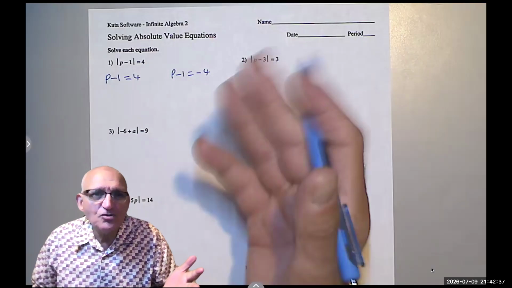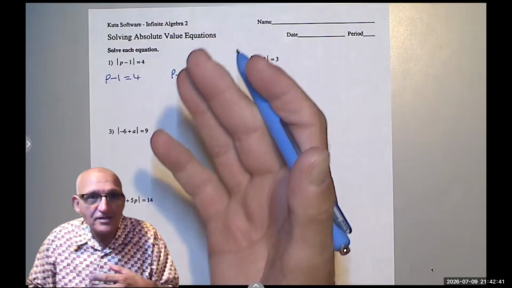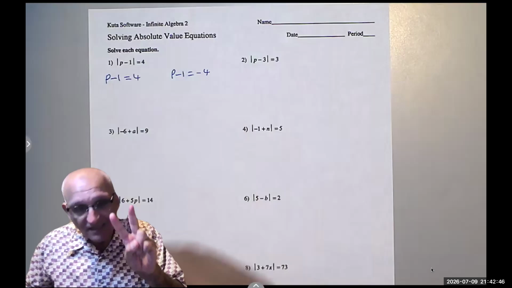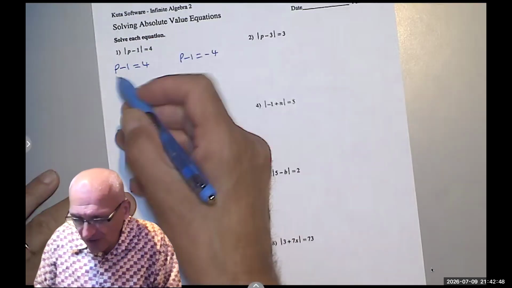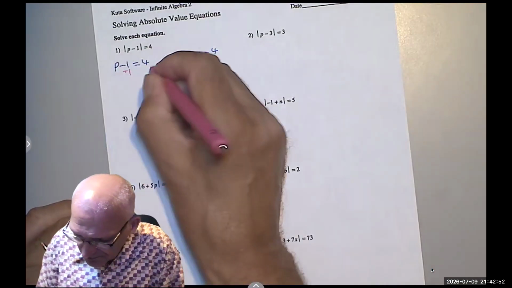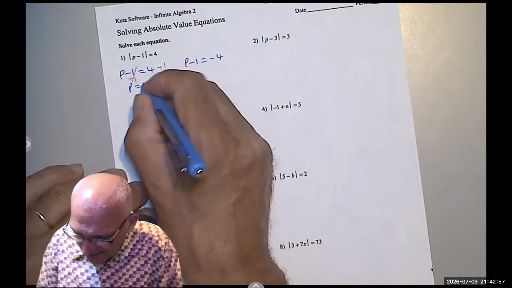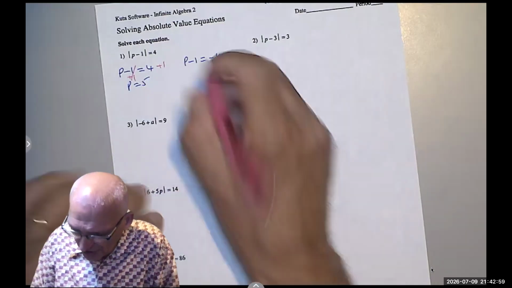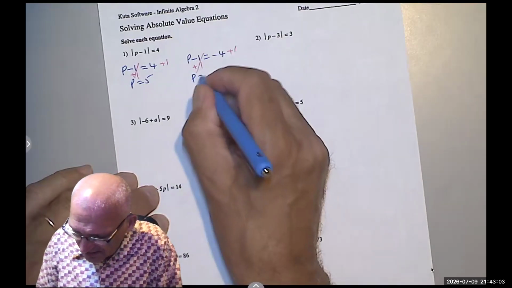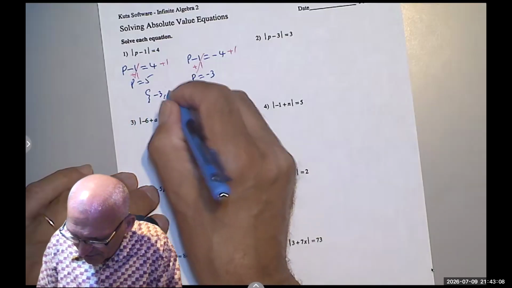And I say, what is the absolute value of 3? It's 3. What is the absolute value of negative 3? It's also 3. So it doesn't matter. So you have to break it into two pieces. Of course, you add 1 to both sides here, and you get p equals 5. And here also you add 1 to both sides, and you get p equals negative 3. So the answer would be negative 3 and 5.